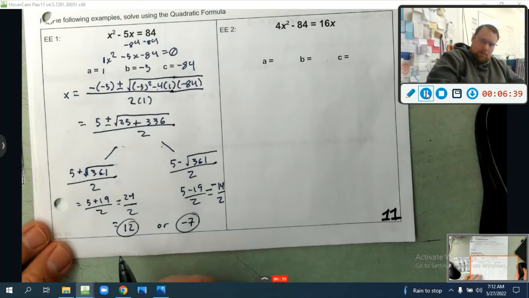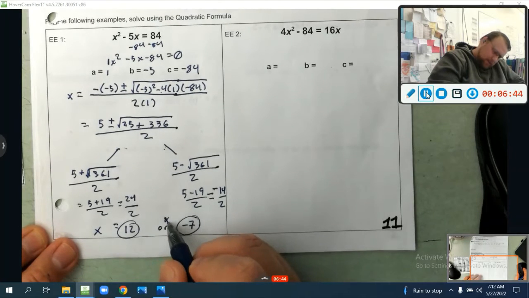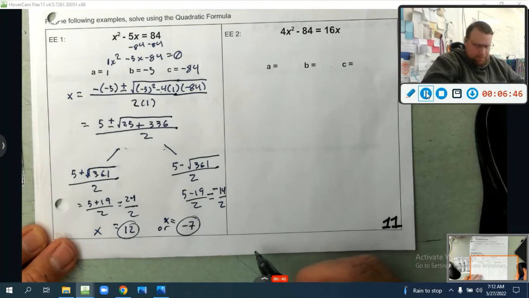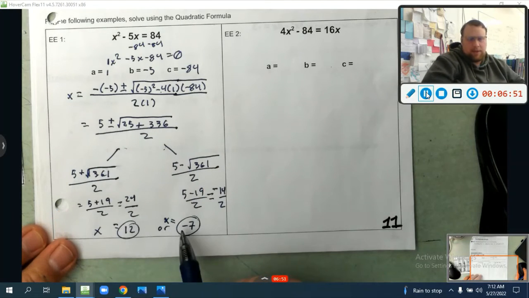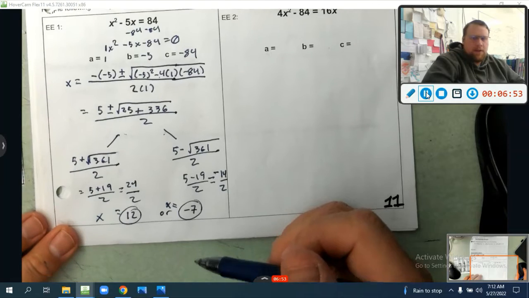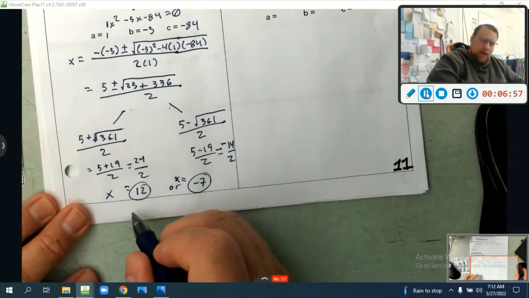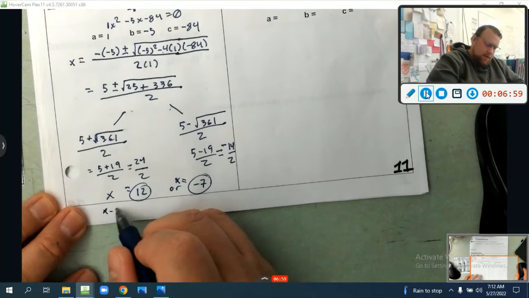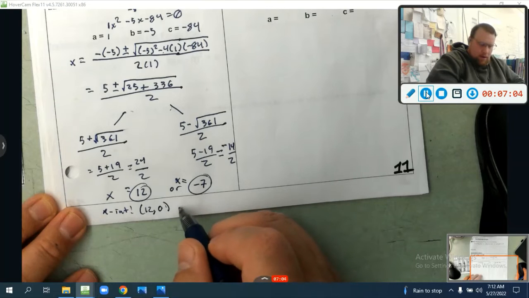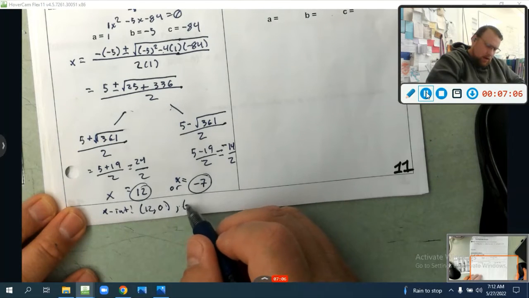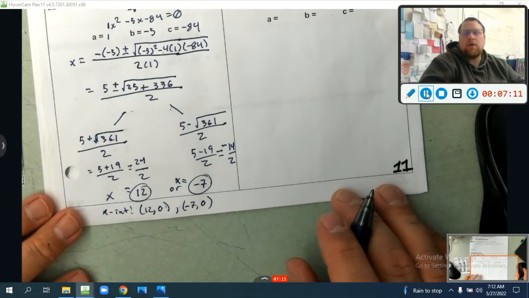And we really want to put x equals 12 or x equals negative 7. I don't necessarily need x. I need an x equals at the beginning. I need an x equals at the end. Because these are not just the roots 12 and negative 7. These are also the x-intercepts. So for x-intercepts, this would be 12, 0 and negative 7, 0. Right? That's where the quadratic is crossing the x-axis.